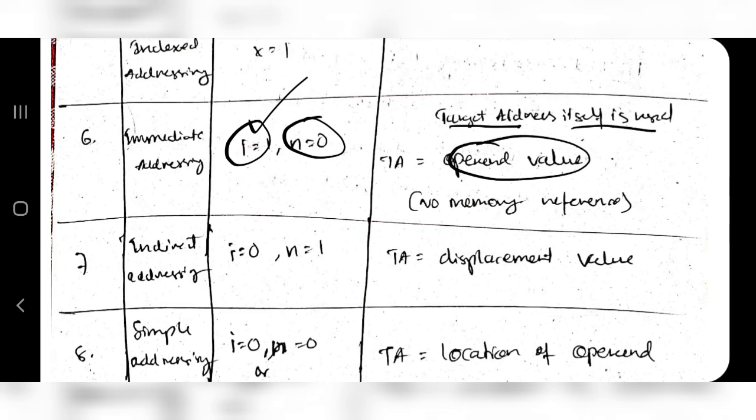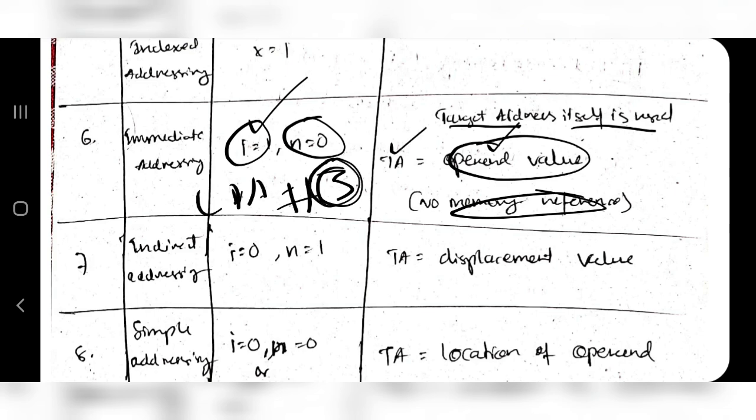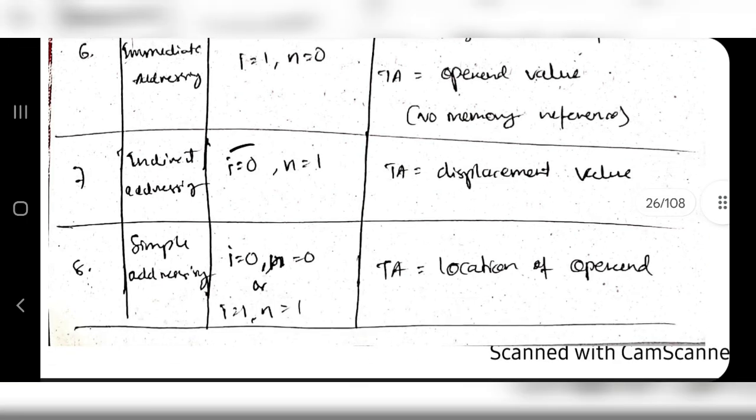If it is immediate addressing, I will be 1 and N is equal to 0. I is equal to 1 means immediate addressing. So the target address itself is used as the operand value, no memory reference is performed. Operand value is used means, in immediate addressing, the constant value which is specified, that value itself will be taken, like LDA #3. So 3 will be taken as the target address, means the value. And indirect addressing means N is equal to 1, I is equal to 0.